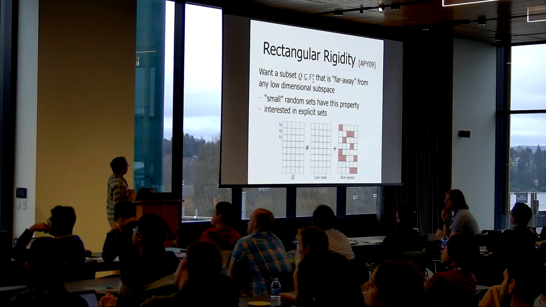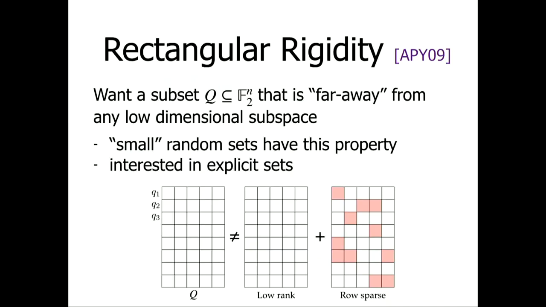Now what do I mean by they're far away from any low-dimensional subspace? What I mean is, if you write down a matrix that corresponds to this set Q, where each row corresponds to a point in this set, what we want is that you cannot express this as a sum of a low-rank matrix plus a sparse matrix.